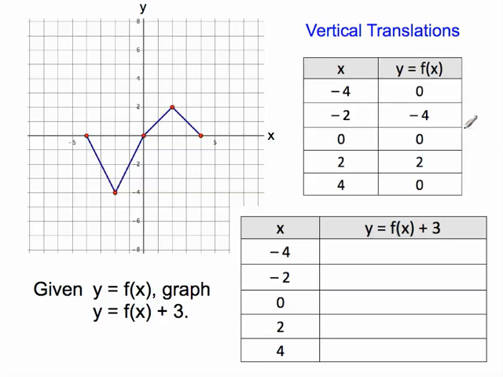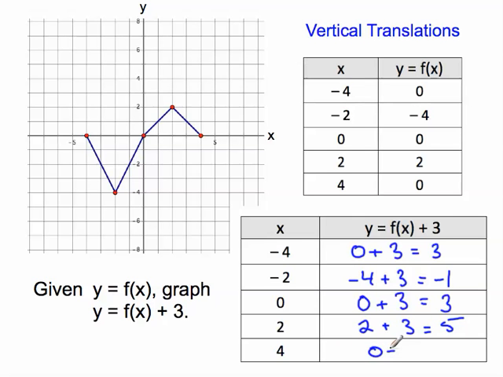So if this is our original function here, the point -4, 0 is going to change. The x value stays the same, but the y value is going to go from 0. Now we add 3 to it and get 3. For -2, we're going to add 3 to -4 because that was the y value above and get -1. For 0, the corresponding y value on the original function was 0. We add 3 and get 3. For 2, the y value was 2. We add 3 and get 5. And for 4, the y value was 0. We're going to add 3 and get 3.